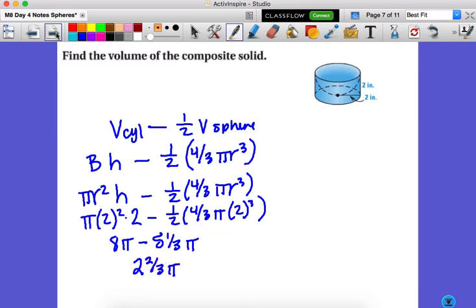However, in all honesty, since they don't tell us we have to leave this in terms of pi, I probably wouldn't. I probably would type pi times 2 squared times 2 minus half of 4/3 times pi times 2 cubed. And that's going to give me approximately 8.4 cubic inches.